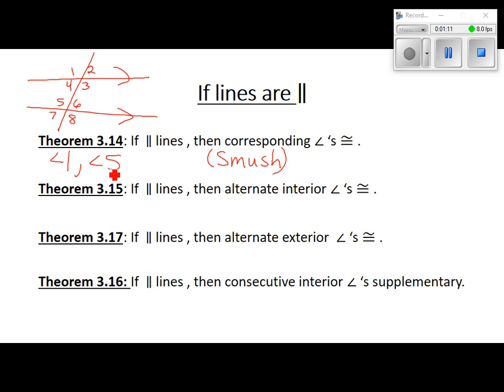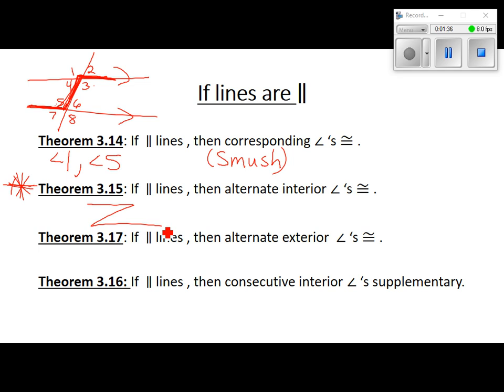Name me a pair of alternate interior angles. 5 and 3. Or 3 and 5. Either way, that's fine. With that, remember, with alternate interior angles, if I trace both of them, this is probably the most important one. This is the one that we use the most. If I trace both of them, what do I form? Z. Like a Z.